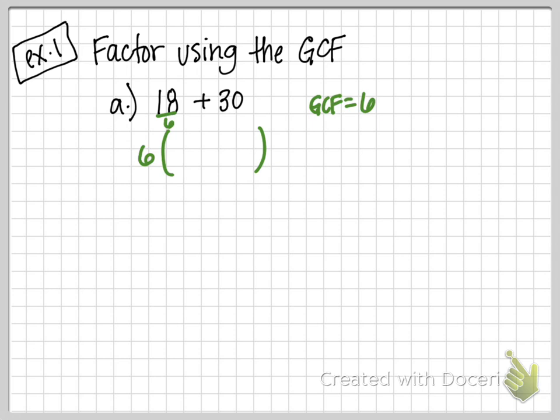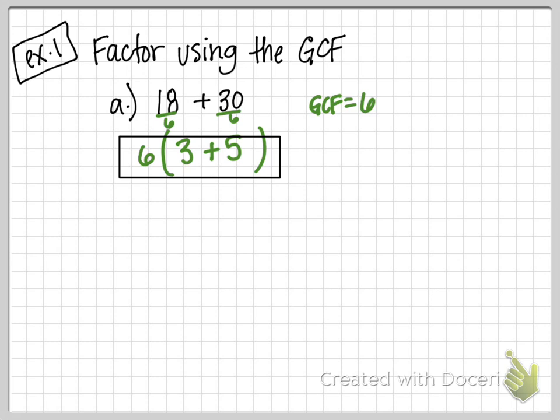What's 18 divided by 6? 3. Plus, what's 30 divided by 6? 5. Good. So this is factored form. Now, it's a little weird when we have numbers rather than variables, because yeah, we could simplify this and get an answer. So I don't love it as much when they do the numbers as they do the variables.